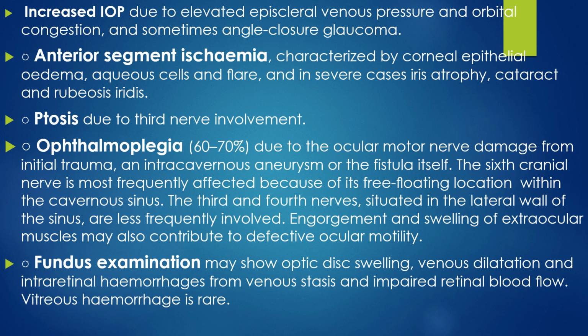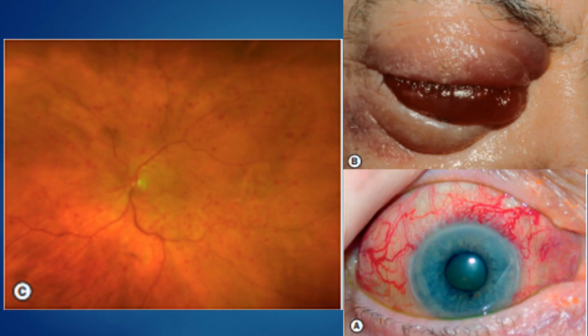Fundus examination may show optic disc swelling, venous dilatation, and intraretinal hemorrhages from venous stasis and impaired retinal blood flow. Vitreous hemorrhage is rare. Here you can see the multiple hemorrhages over the retina because of the venous engorgement and venous stasis. This occurs in the central retinal vein occlusion, especially in the non-ischemic type.